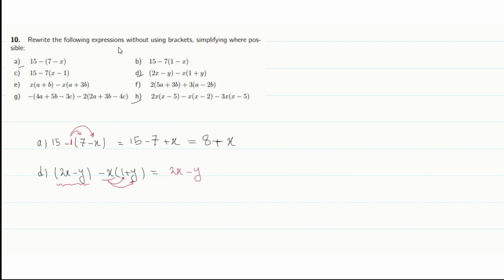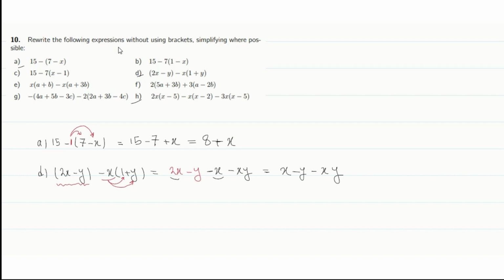So first, -x times 1 is equal to -x. -x times y is equal to -xy. Then we combine the like terms. We have only -x and 2x that can be combined. So it is 2x minus x, which is x. We have a -y in here, and we have a -xy in here. And that's how it should be written without the brackets.